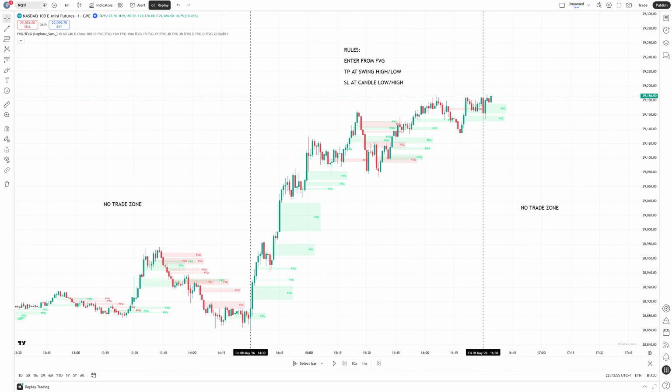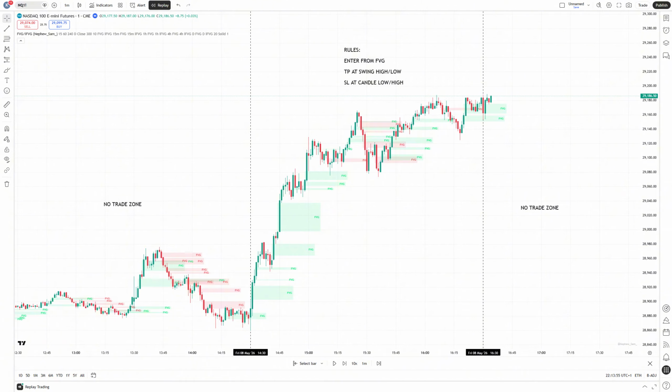So let's actually test this properly. Same setup, same rules, same time frame. The only thing we're changing is the type of price action the setup is used in. First, look at this period here. Price is moving strongly to the upside. We'll use the exact same FVG model every time during this move.